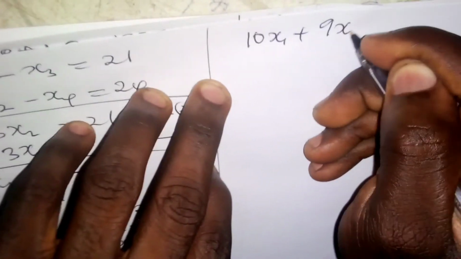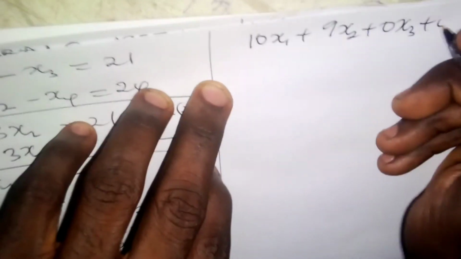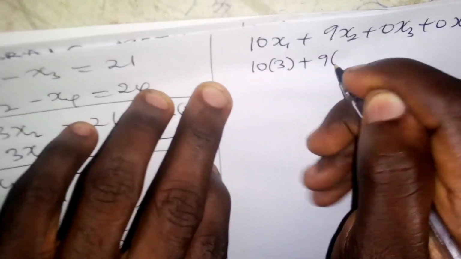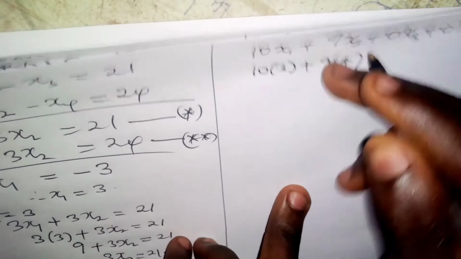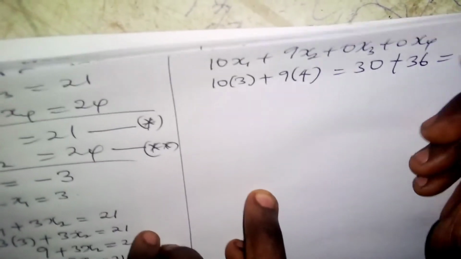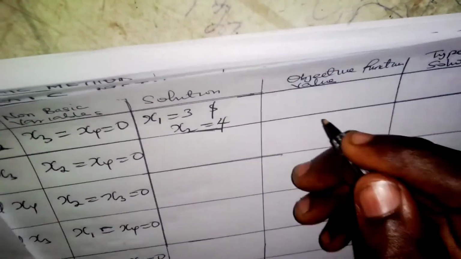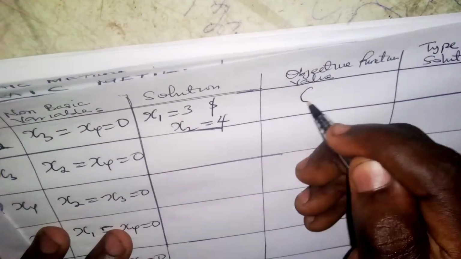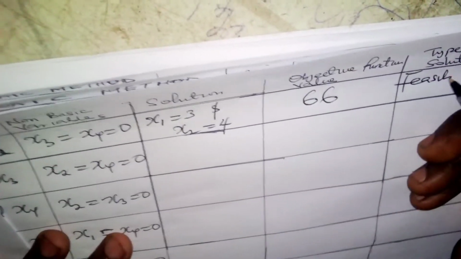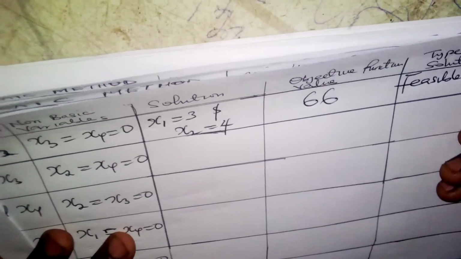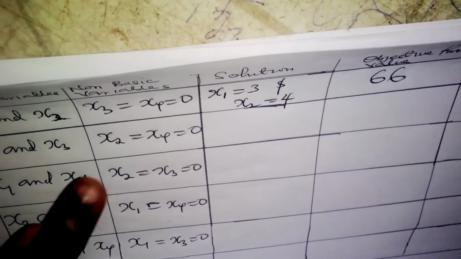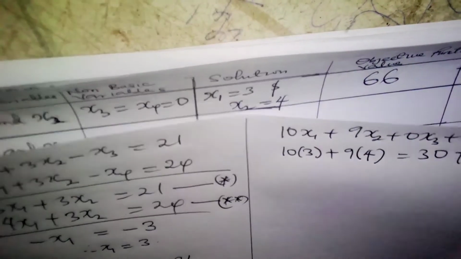10x1 plus 9x2 plus 0x3 plus 0x4. And we know that this is 10 into 3, 9 into 4, and everything else here is 0. Here it's 30 plus 36, which gives us 66. So the objective function value here is 66. And we know the type of solution here will be what? A feasible solution. So we'll go to the next one also, which is fixing x2 and x4 equal to 0.